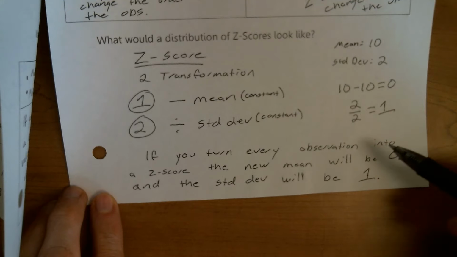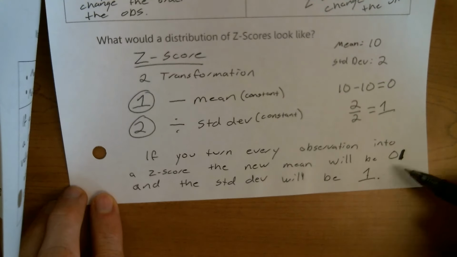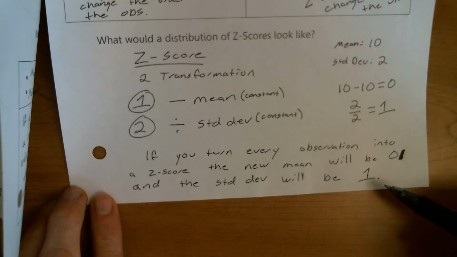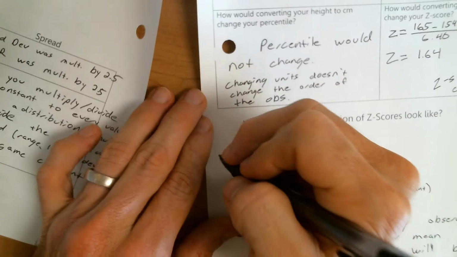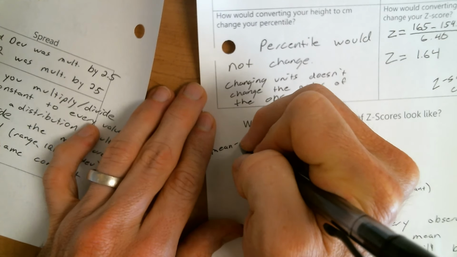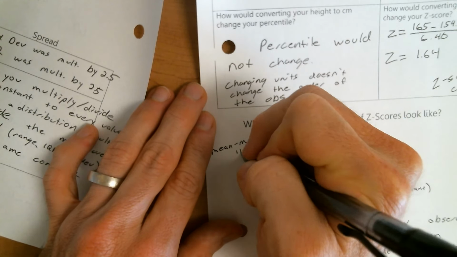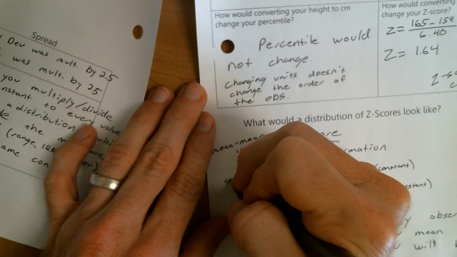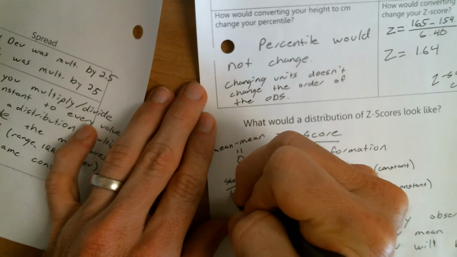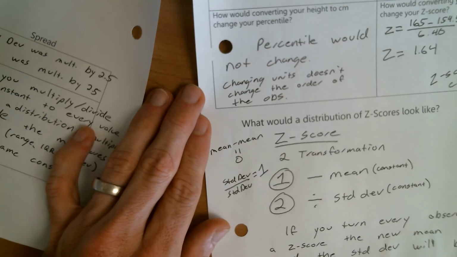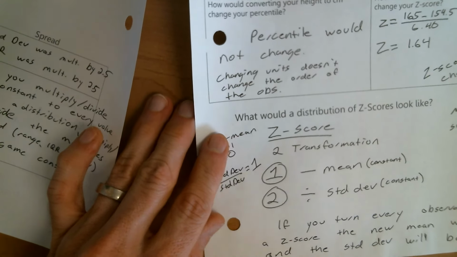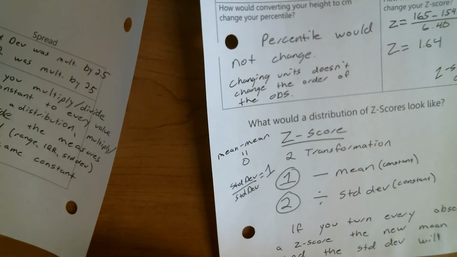So just keep this in mind, that if we turn everything into a z-score, no matter what it was at the beginning, the mean will always be 0. The standard deviation will always be 1. And again, just think about the transformation. You're basically doing mean minus mean, which is always going to give you 0. And you're basically doing standard deviation divided by standard deviation, which is always going to give you 1. So it doesn't matter what you started off with, you're always going to end up with that result. Okay?